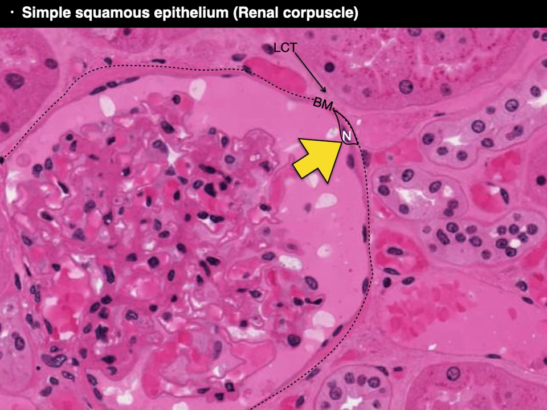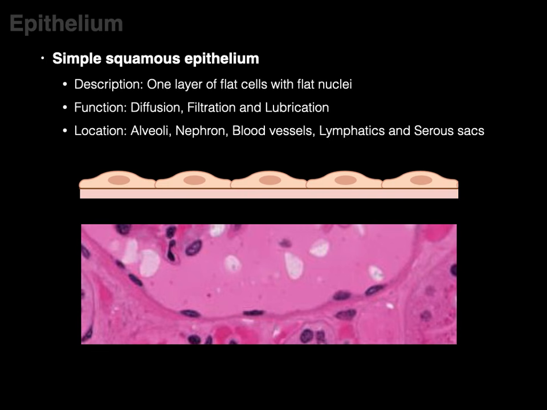And deep to all basement membranes is loose connective tissue, in pink, because hematoxylin and eosin stains proteins pink. That's why that loose connective tissue, which is basically collagenous protein, is stained pink. So every cell has a basal surface, which is anchored to the basement membrane, and the apical surface towards the surface. Okay? All right, there is simple squamous epithelium, its description, function, and location in a nutshell.